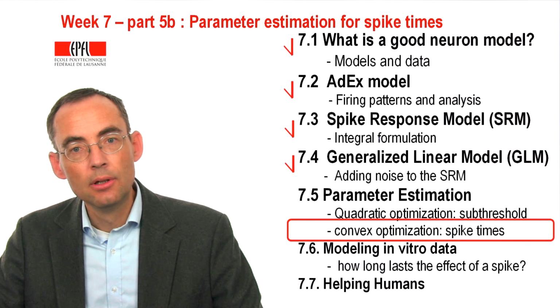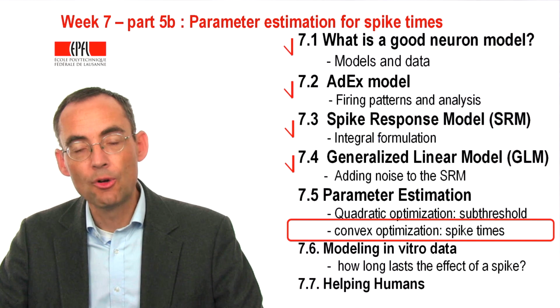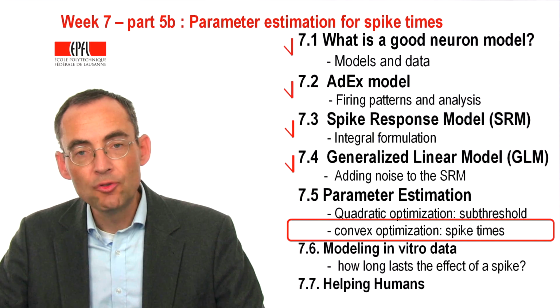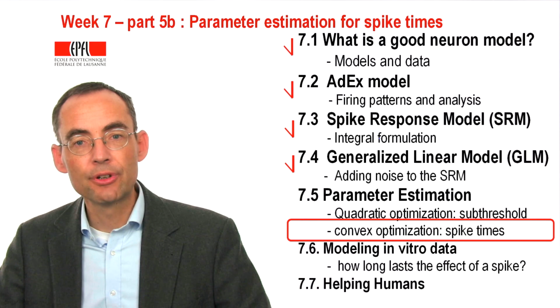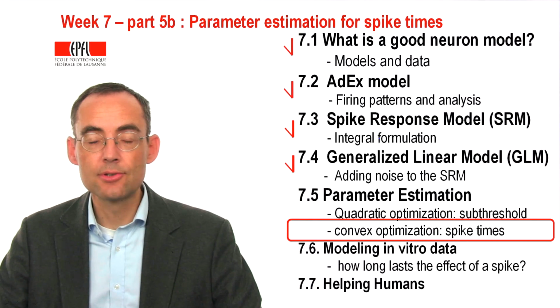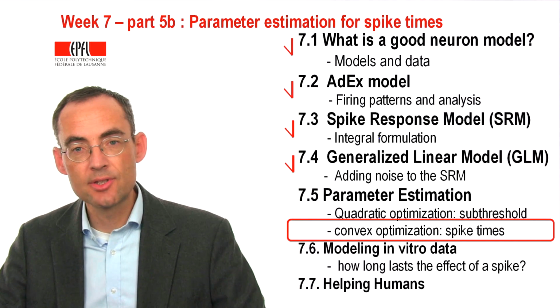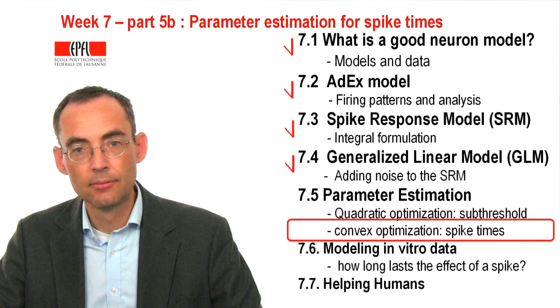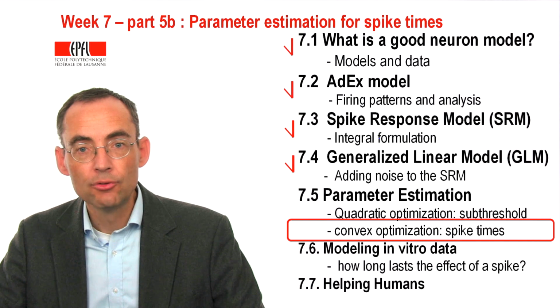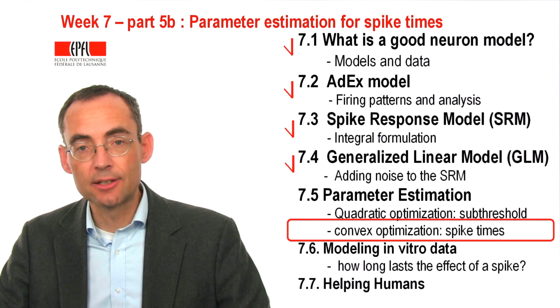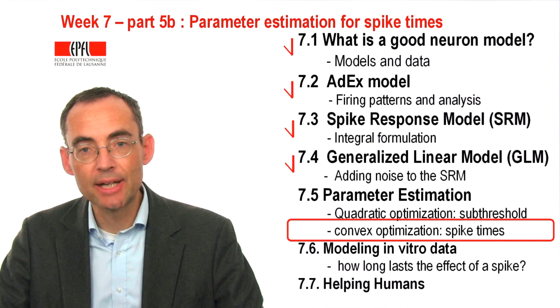So this is part 5b of week 7. So far we have been limited to quadratic error functions that arise when we optimize the parameters for predicting the subthreshold potential. However, from a good neuron model, we also expect that we should be able to predict spike times.